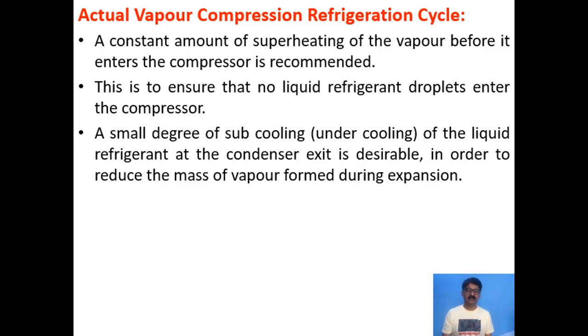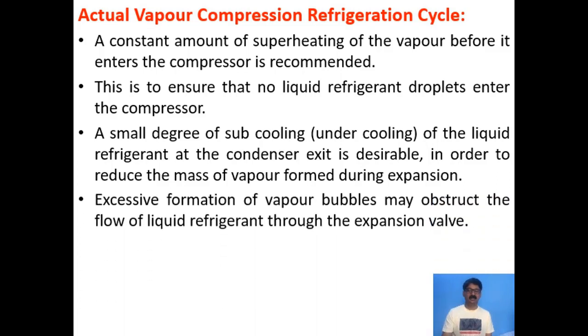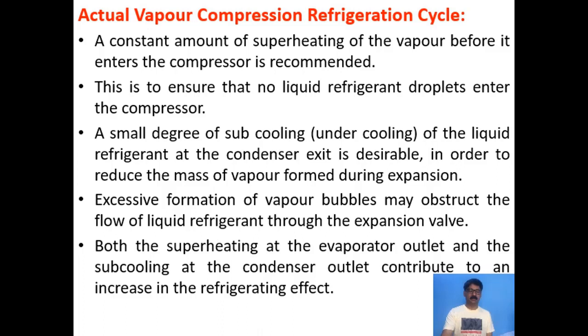A small degree of subcooling, that is undercooling of the liquid refrigerant at the condenser exit, is desirable. Why? In order to reduce the mass of vapor formed during expansion, because earlier we studied that during expansion a small amount of vapor may be formed. So what happens if vapors are formed? Excessive formation of vapor bubbles may obstruct the flow of liquid refrigerant through the expansion valve. In order to avoid this, we have to ensure that there is some degree of undercooling before the liquid refrigerant exits the condenser or enters the expansion valve.